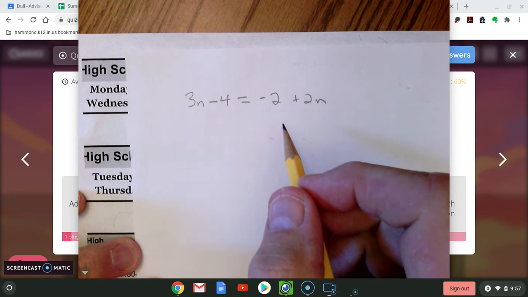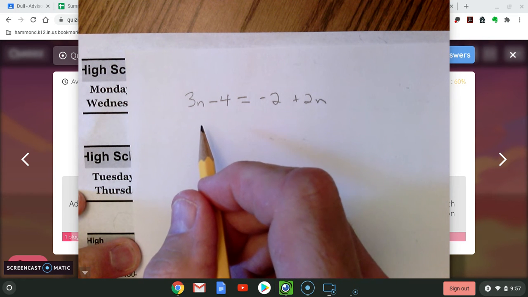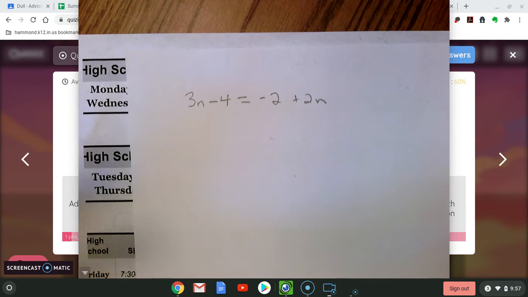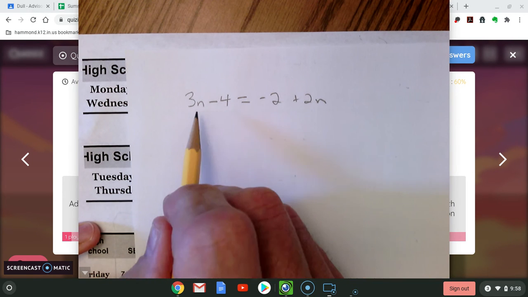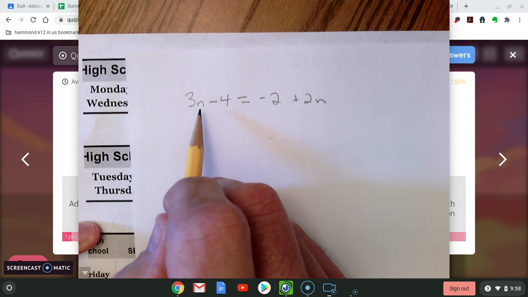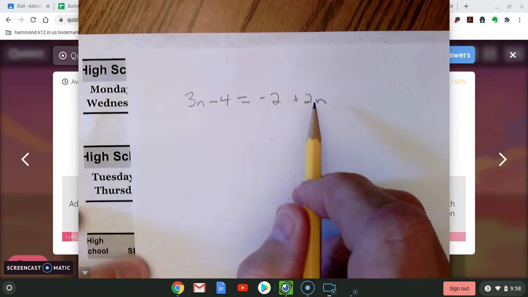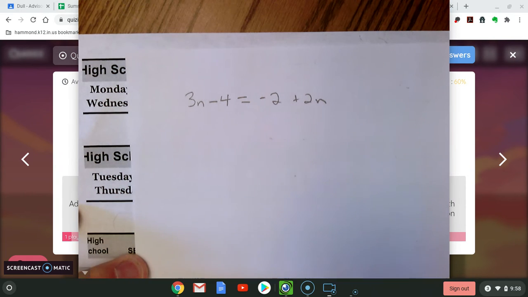I need to collect all my variable terms on one side of the equal sign and my constants on the other. It literally does not matter which side is which, but a thing that I've always suggested to my students, and a thing that worked for me as a student, is I want to get a positive coefficient on my variable. So when I start to think about, should I eliminate the 3n or the 2n, my approach is going to be, which one is going to leave me with a positive coefficient?